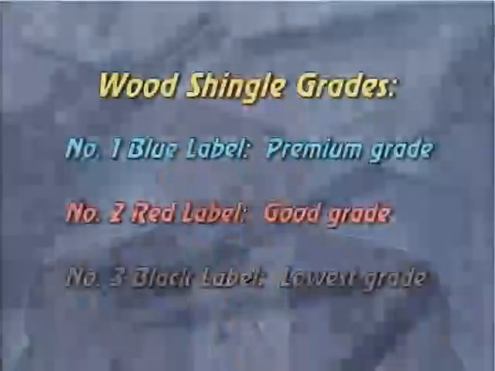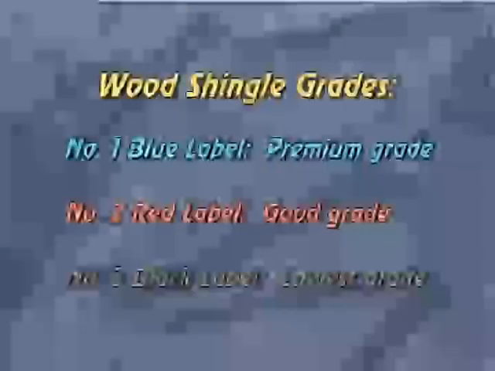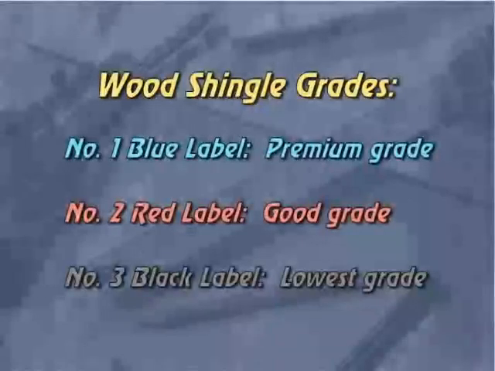Roofing materials, there's any number of different types, the asphalt shingle being pretty much the most popular. Wood shingles and shake shingles come in a couple of different varieties and grades. And if you look there, you'll see that the blue label is the highest quality, the premium grade. The red label is the medium grade or the good grade. And the black label is the lowest grade. Understand those and know those.